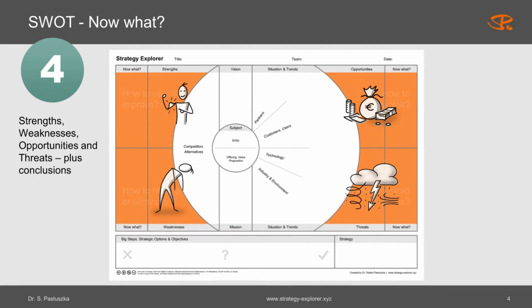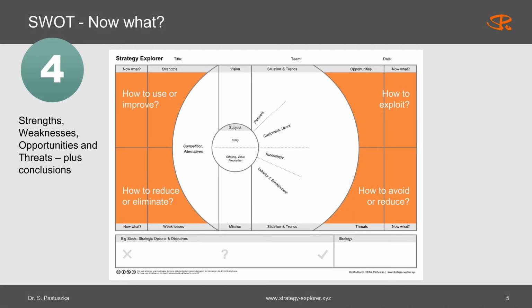What we need to ask is, how can the strength be used and even be improved? How can the weaknesses be eliminated or reduced? How can the opportunities be best exploited? And how can the threats be avoided or reduced?